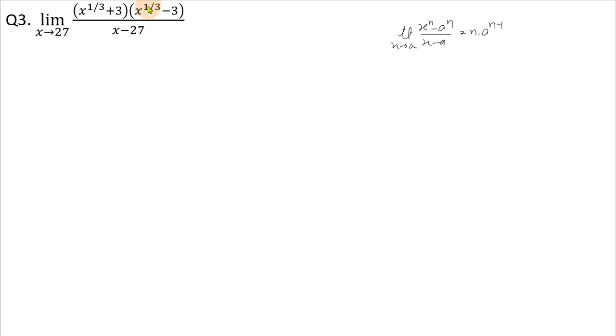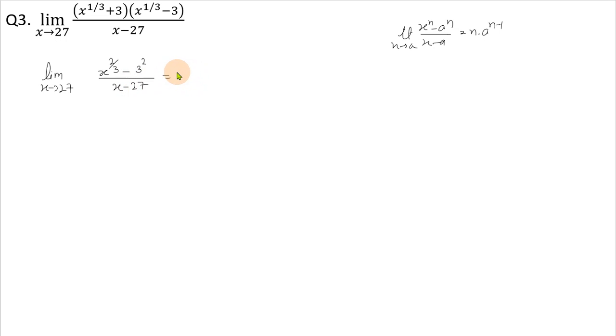Now this question is not in this structure, so we shall reduce this into the standard form. X approaches 27, see here it is (a plus b) into (a minus b) form, x^(1/3) plus 3 and x^(1/3) minus 3. So we can apply the formula (a plus b) into (a minus b), that is a square minus b square. So this becomes x^(2/3) minus 3 square upon x minus 27.